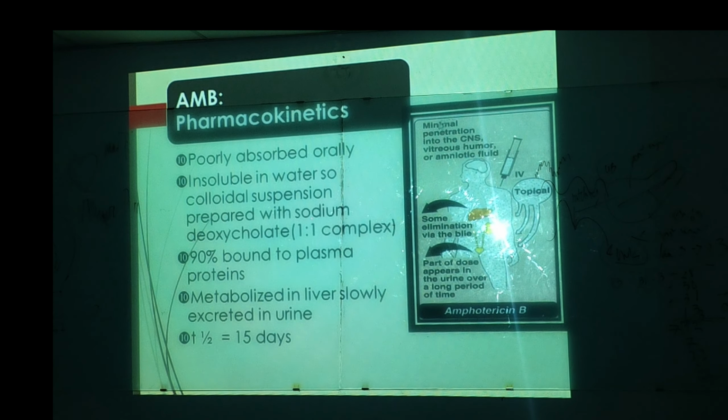It has minimal penetration into the CNS, vitreous humor, or amniotic fluid. Metabolism is in the liver, and some is eliminated via the bile. And for that eliminated in the urine, remember, it is slowly excreted, so it will take a long period of time.